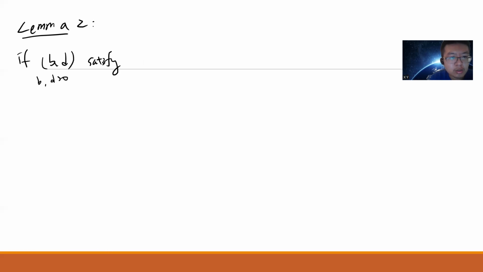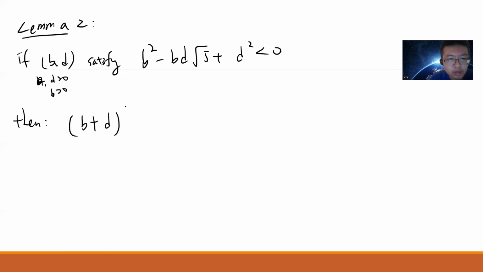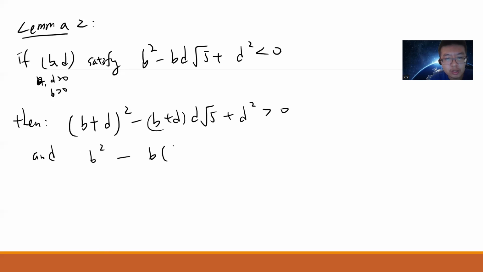Okay, and another lemma, I think this is lemma 2. Lemma 2 tells you that if b and d, which are all positive integers, satisfy b squared minus bd square root 5 plus d squared less than 0, then if you add the d, you get (b plus d) squared minus (b plus d) d square root 5 plus d squared greater than 0. And also if you do another direction, you get bd plus b square root 5 plus d plus b squared greater than 0.